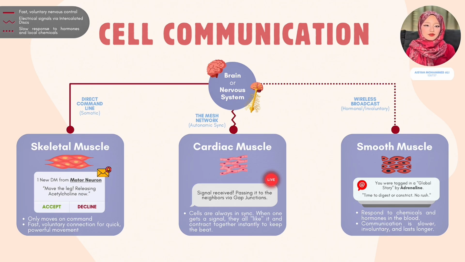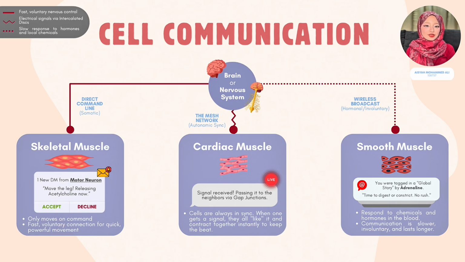In the middle, we have cardiac muscles, which run on a mesh network. These cells are in a permanent live group chat. While the brain can send a signal to start the beat, the cells themselves are connected by intercalated discs and gap junctions. This allows electrical signals to jump from cell to cell instantly. It's like a message that is automatically shared with the whole group so that the entire heart contracts as one perfect unit. No lag, no delays.